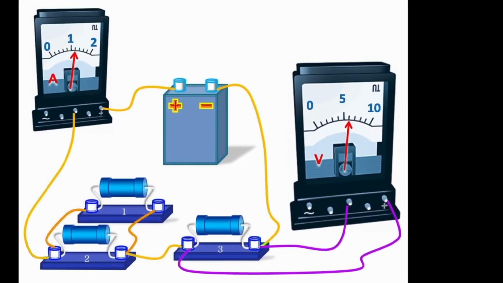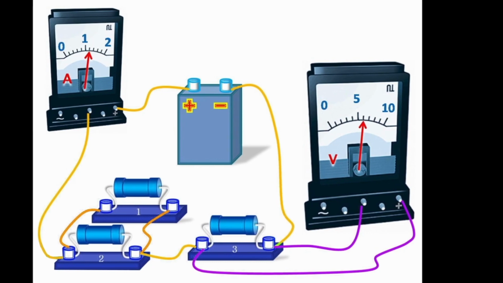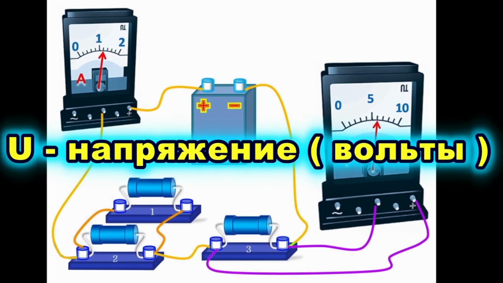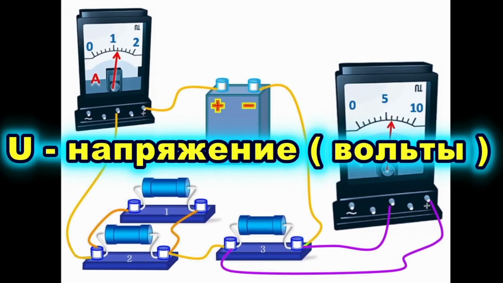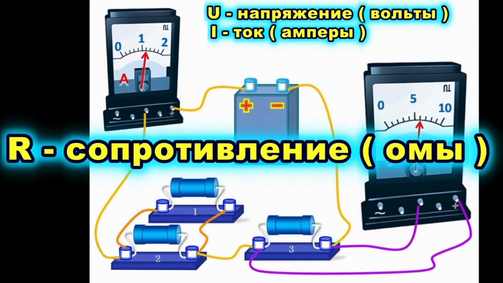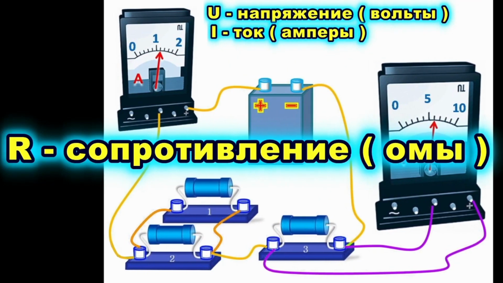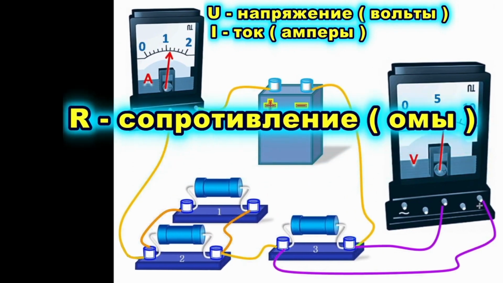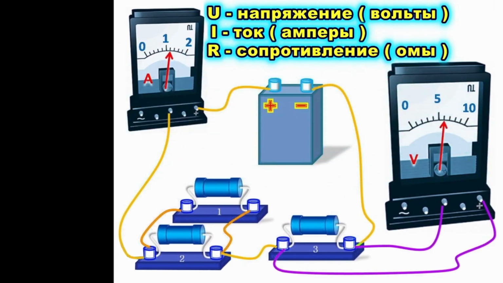So in any electrical circuit, there are always three main parameters: voltage, which is measured in volts, current, measured in amps, and resistance, measured in ohms. For a better understanding, just think of a water tower. The height of the water level can be seen as the voltage, the width of the spout as the current, and a valve as resistance.